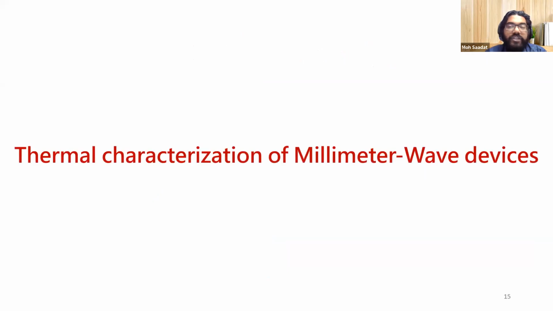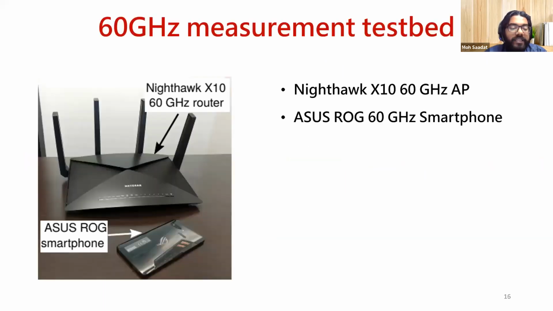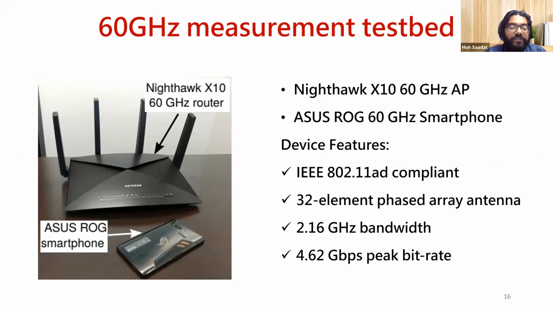Despite such prevailing issues with device overheating, the characterization of thermal behavior of devices under millimeter wave networks is non-existent in the literature. Hence, we carried out the first investigation of such a kind on our millimeter wave testbed. Let's check our findings. Our measurement testbed consisted of a Nighthawk X10 router as access point and an Asus ROG smartphone as the mobile node, both capable of working on the 60 GHz spectrum. The setup allowed us to transmit data packets from the access point to the smartphone and measure the corresponding system throughput achieved as well as the resulting temperature of the smartphone antenna chip with fine granularity.